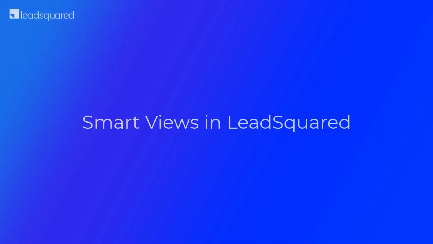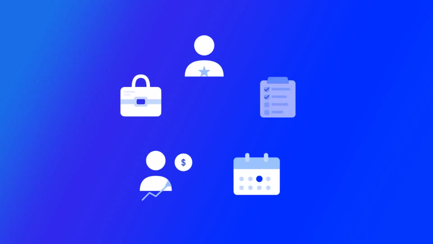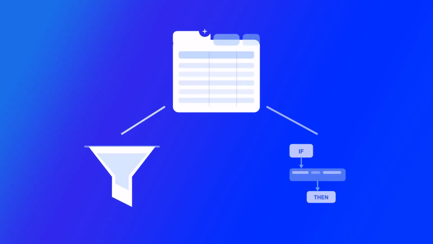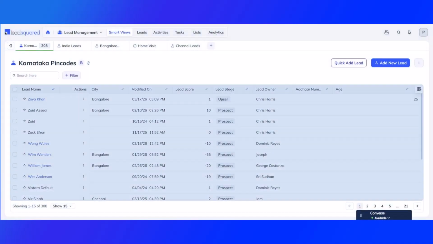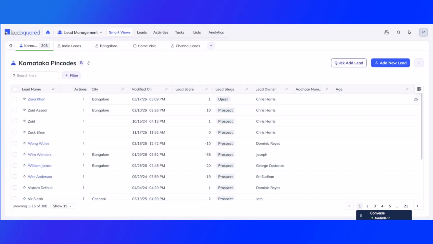Welcome to Smart Views in LeadSquared, your centralized workspace to manage leads, accounts, opportunities, activities, and tasks all in one place. With Smart Views, you can create custom tabs using filters and conditions so you only see the records that matter to you. Each tab is organized in a clean, sortable grid, helping you track tasks, monitor engagement, and prioritize actions faster.